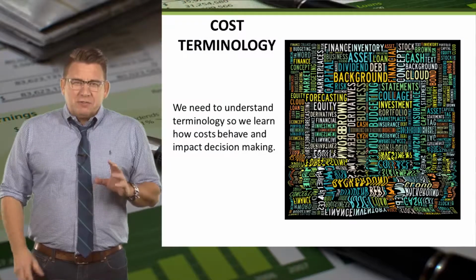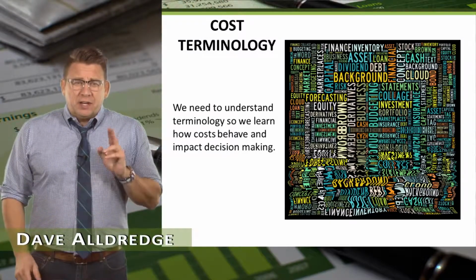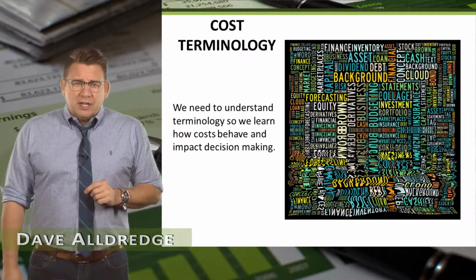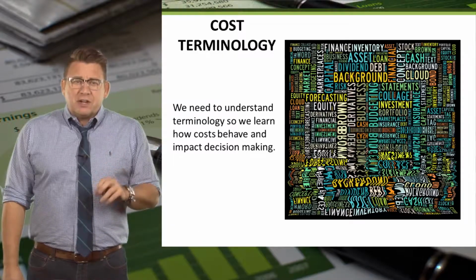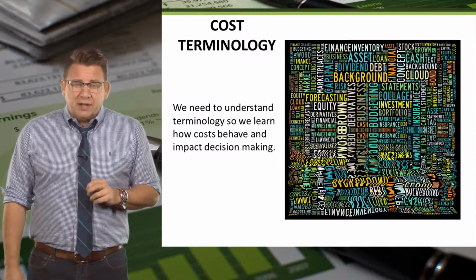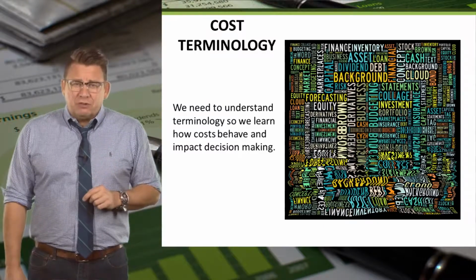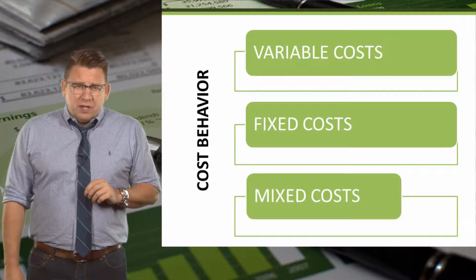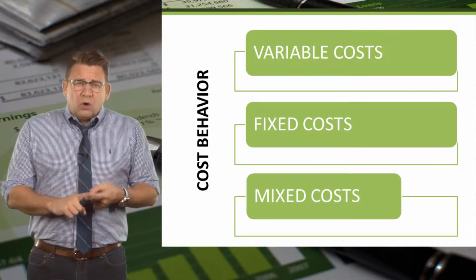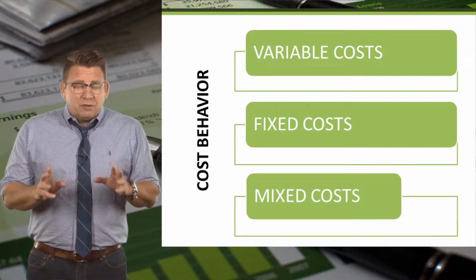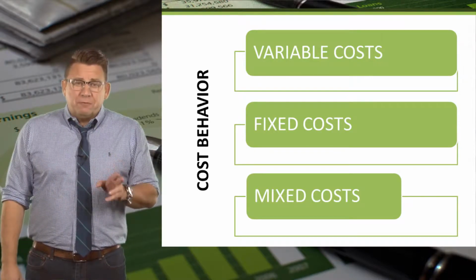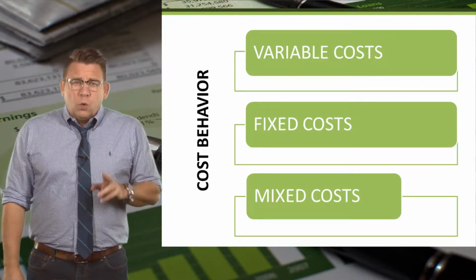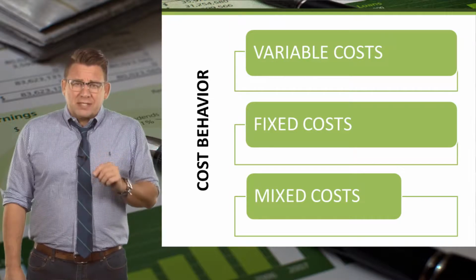Much of what we've done so far in managerial accounting has been to introduce you to new terms. This video will be much of the same because there are important terms we need to understand in order to understand how costs behave and impact decision making. There are two ways costs can behave. They can either be variable or they can be fixed. However, some activities combine both variable and fixed costs. When this happens, we call it mixed costs.